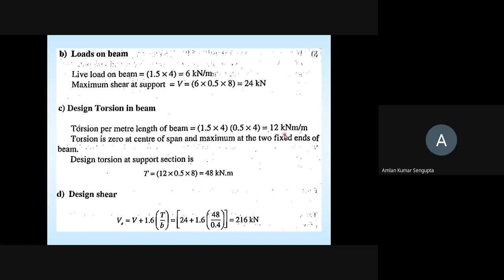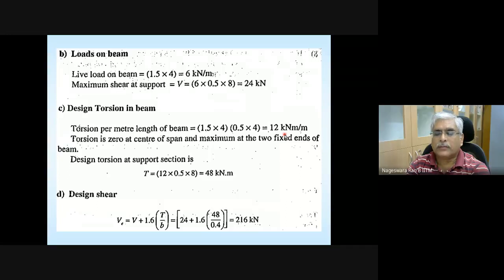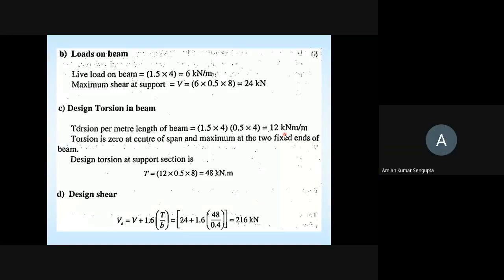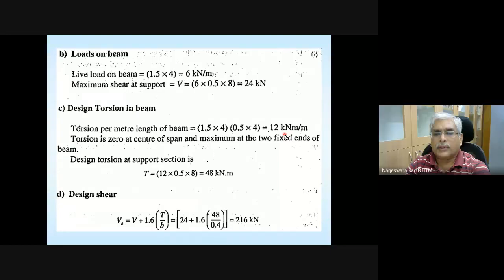Is it clear? I just want to add here, the problem states only due to live load. That's why the self weight of the slab we are not including in the calculation of the torsion. But yes, in reality, the self weight should also be considered. Please note that this problem is for illustration purpose. So here only live load is used for calculation, and in reality you need to include your self weight as well. Okay. Any questions here?